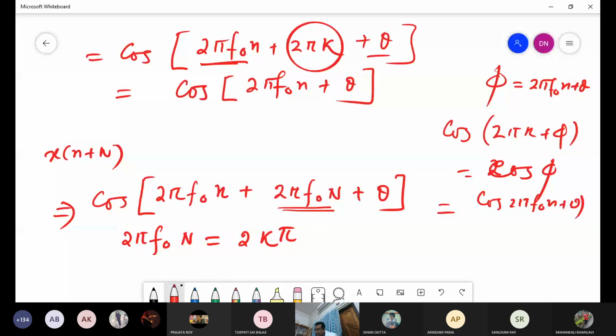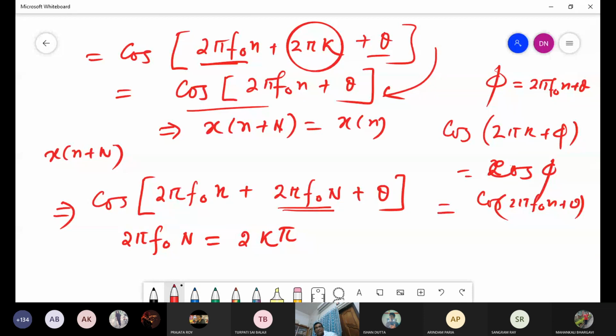So what I can write, this is equal to this. That implies that x[n plus capital N] is equal to x[n]. So what is the condition we have assumed here? This is the condition. Under this condition, x[n plus capital N] becomes x[n] for this particular sinusoidal signal, the cosine signal.